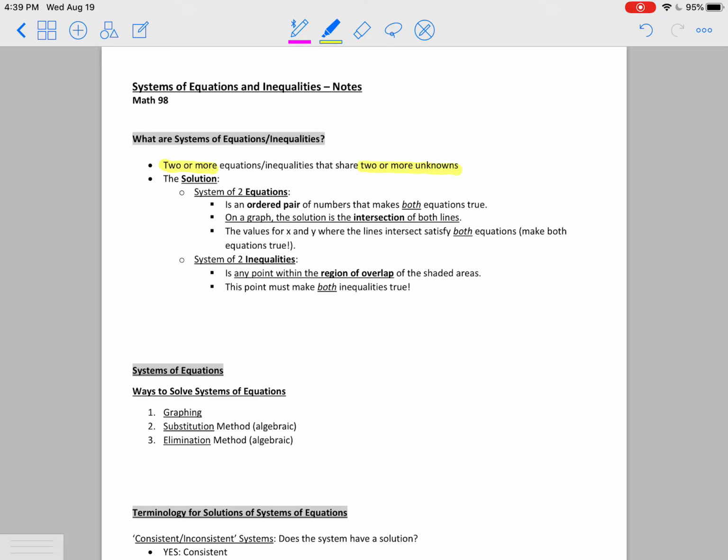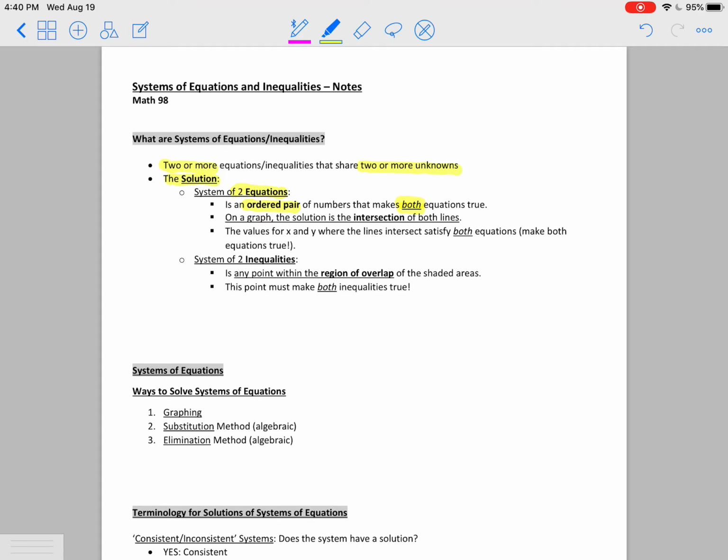Now, the solution to a system of two equations is an ordered pair. It's an x and a y that make both of the equations true. So this is important too: whatever that ordered pair is, let's say we call it (1, 3), so x is 1, excuse me, y is 3. When we plug in those numbers to both of those equations, it has to be true for both of them in order for that solution to be correct.